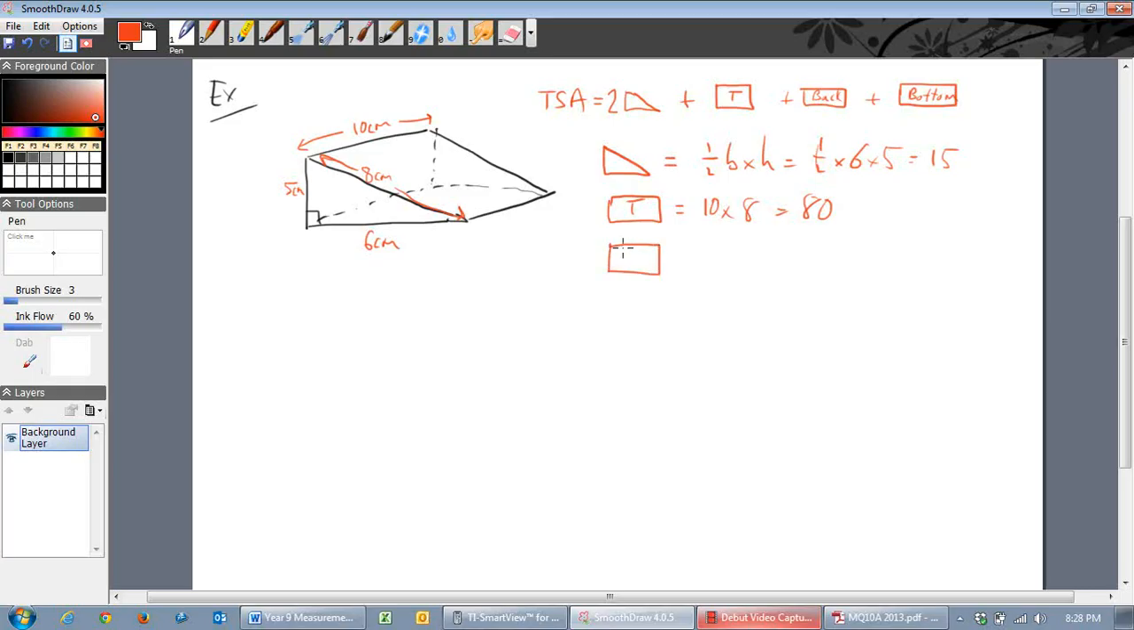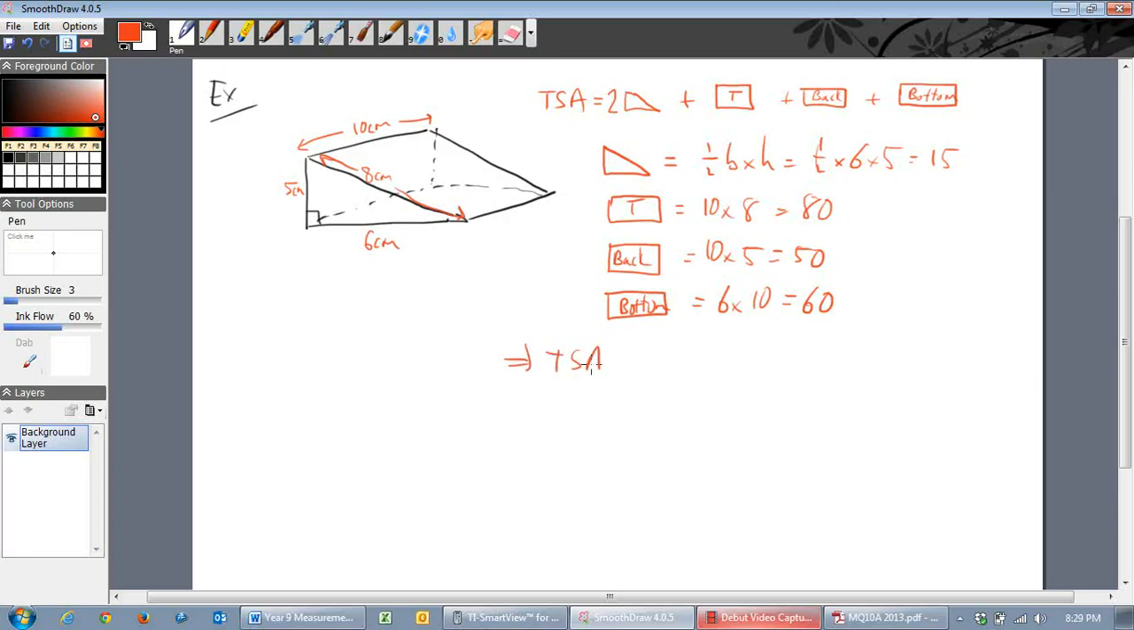Let's do the rectangle at the back. And that is 10 times 5. That's 50. And last one, the one on the bottom. One on the bottom has this length here, which is 6, times this length here, which is 10. 6 times 10, which is 60.